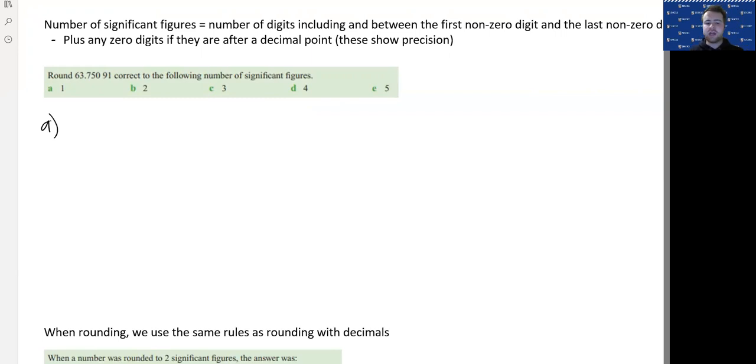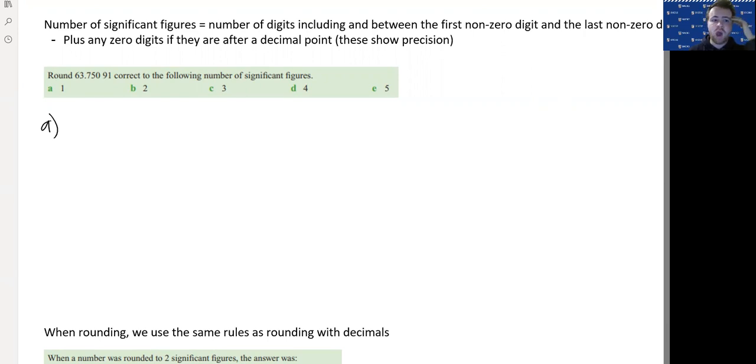Now, when we round, we use the same rules as what you've been doing since year 7 with rounding decimals. So if the digit to the right of the place value that you're rounding to is 0 to 4, then you round down. That is, the figure that you're rounding to doesn't change. And then if it's a 5 or above, then you will round up. That is, you'll increase the figure you're rounding to by 1.